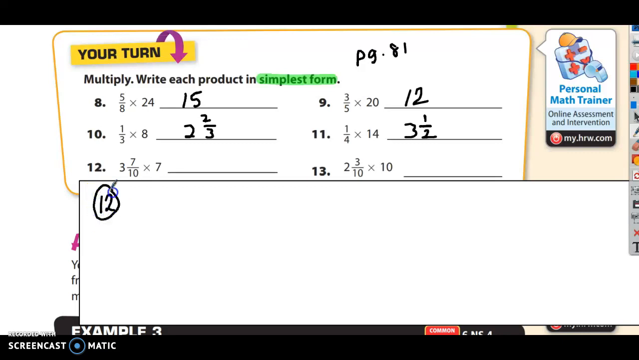Let's check out number 12. We've got 3 7/10 times 7. We can just make that 7 over 1. But this is the first time that you've been asked to do a mixed number. And so my question is, what do we need here?